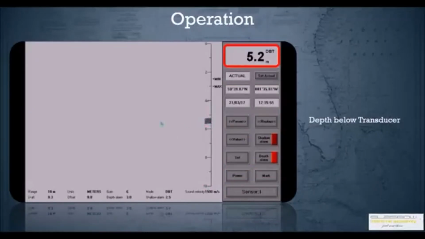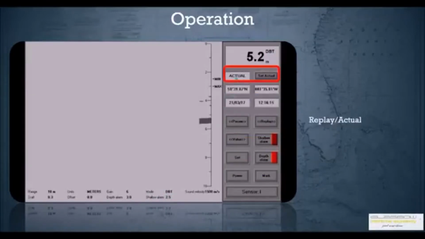That DBT, which you see 5.2 meters, that's depth below transducer in meters. DBT or depth below keel, you can set these modes, parameters. You can notice then what mode you are in at the bottom of the screen as well.